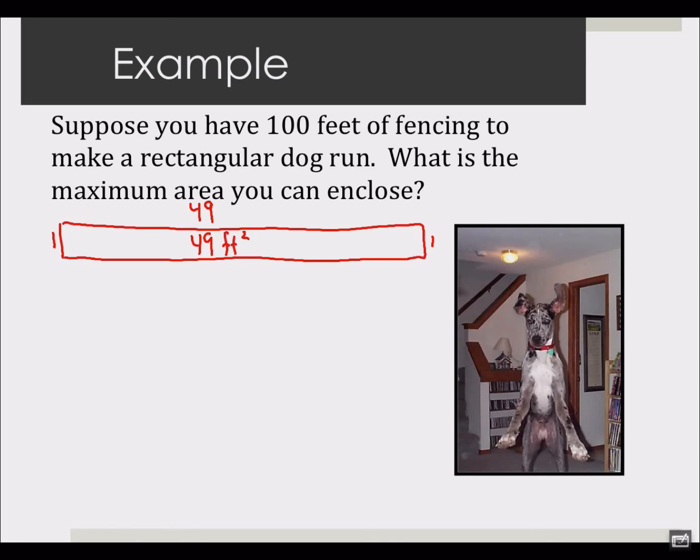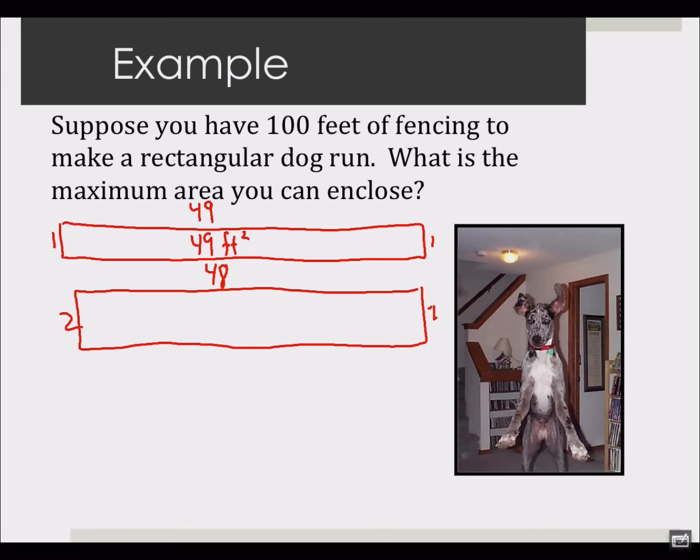Base times height. Okay. So let's suppose we're a little bit more humane, and we make our dog run 2 feet wide, because we have a big fat dog. How long is the dog run? 48 feet. 100 minus 4 divided by 2 is 48 feet, which gives the dog a whopping 96 square feet to run around, and you can see that the area has increased tremendously.